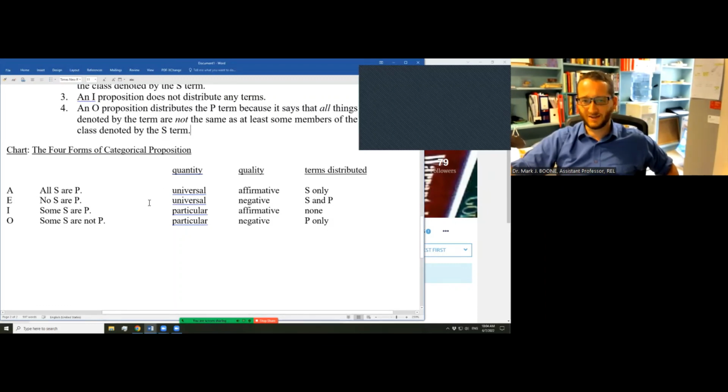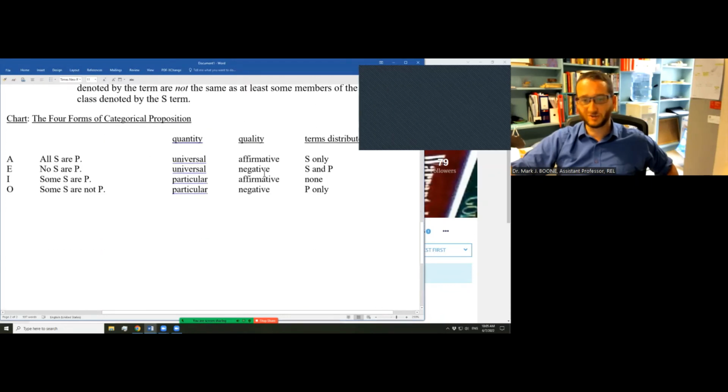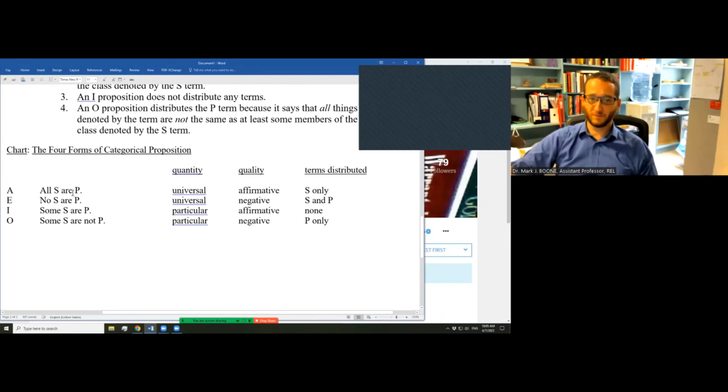Let's delete that. Okay, so distribution actually completes our survey of the four forms of categorical proposition. There's the A form, which is universal and affirmative and distributes the S term only. There's the E form, which is universal negative, which distributes both terms. There's the I form, which is particular affirmative, which distributes no terms. And there's the O form, which is particular and negative and distributes the P term only. And actually, that's it.